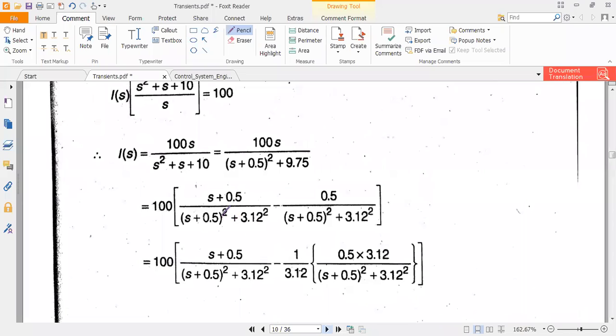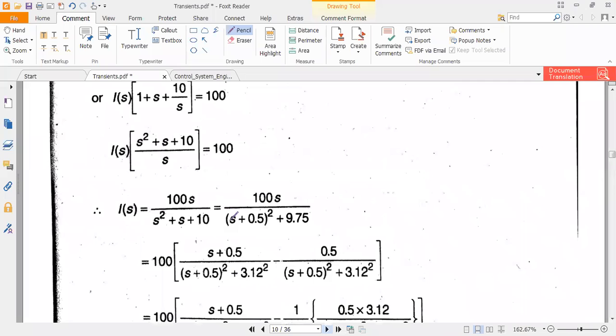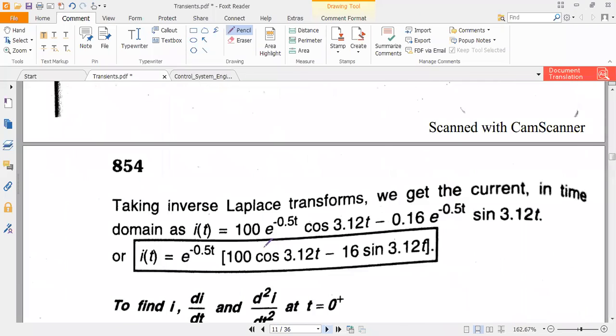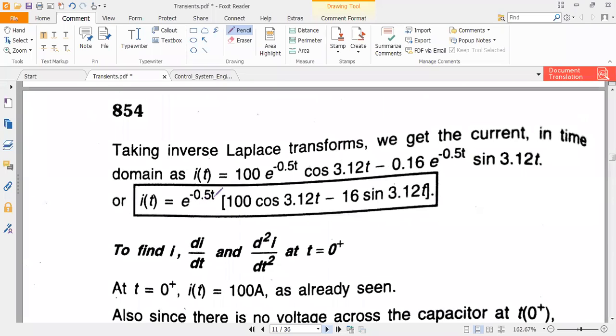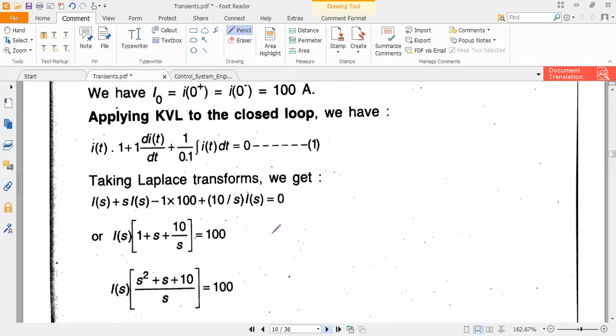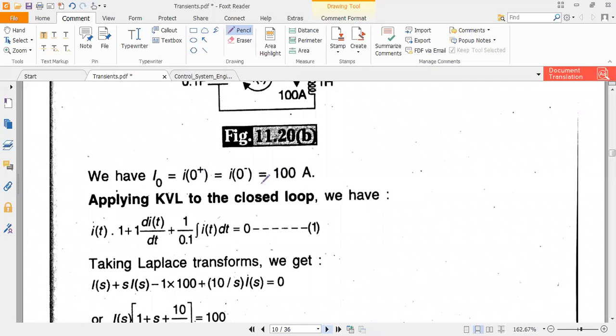Because here we multiply the numerator and denominator with s plus 0.5. Then if you apply the inverse Laplace to this, you will get e to the power of minus 0.5 t into 100 cos 3.12 t minus 16 into sin 3.12 t. So this is the response. After that, we have to find I, di by dt and d square I by dt square at t equals 0 plus. We have already found I of 0 plus.